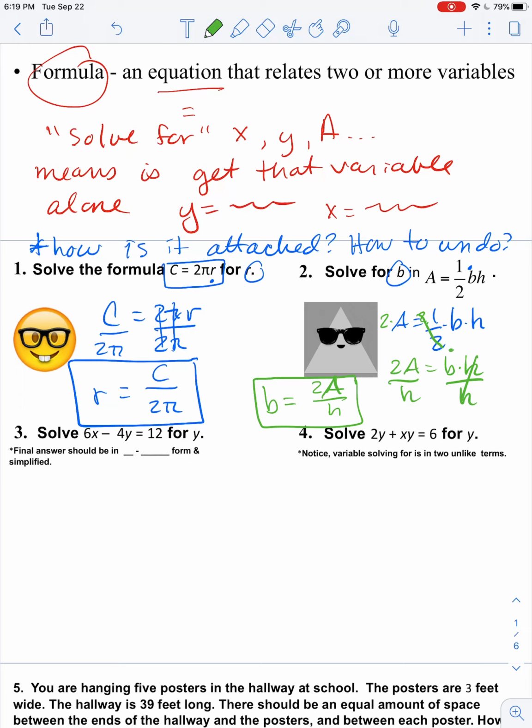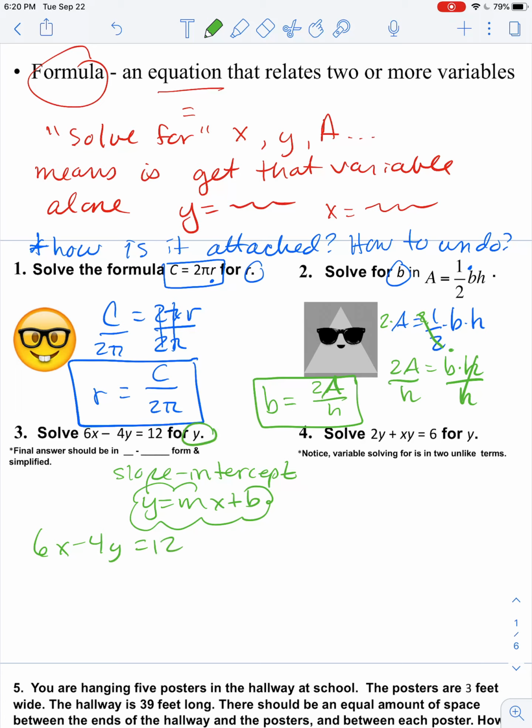What we will do more often is formulas like this. We're going to get into linear equations in the next chapter. And so this is asking you in really teeny tiny writing, your final answer should be in slope-intercept form. So dig deep into your brain. That's asking you to get y equals mx plus b form. So when I take this equation 6x minus 4y equals 12 and solve it for y, I'm going to get y alone, which will then look like the slope-intercept form.